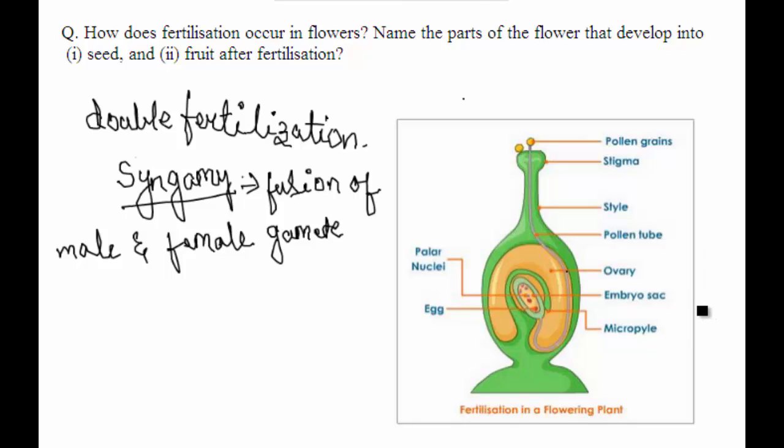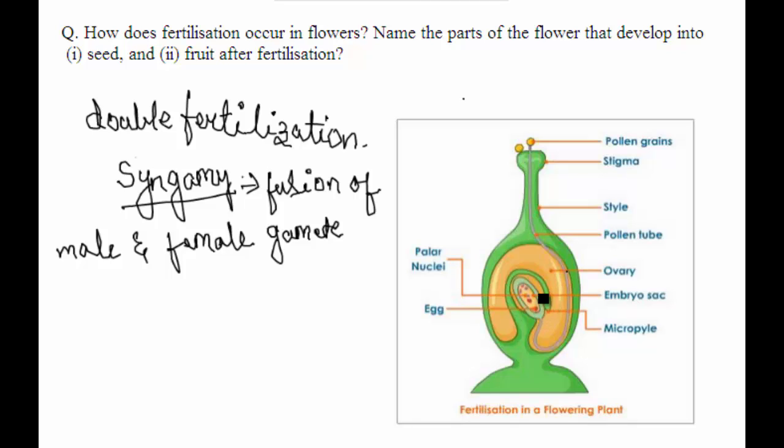So coming to fertilization in plants. In plants, pollination is followed by fertilization. It means once the pollination is done, the next step is fertilization. Once the pollen grains are deposited on the stigma, they form tubes called pollen tubes. So you can see here, when the pollen grains are deposited on the stigma, it gives rise to a tube called the pollen tube.